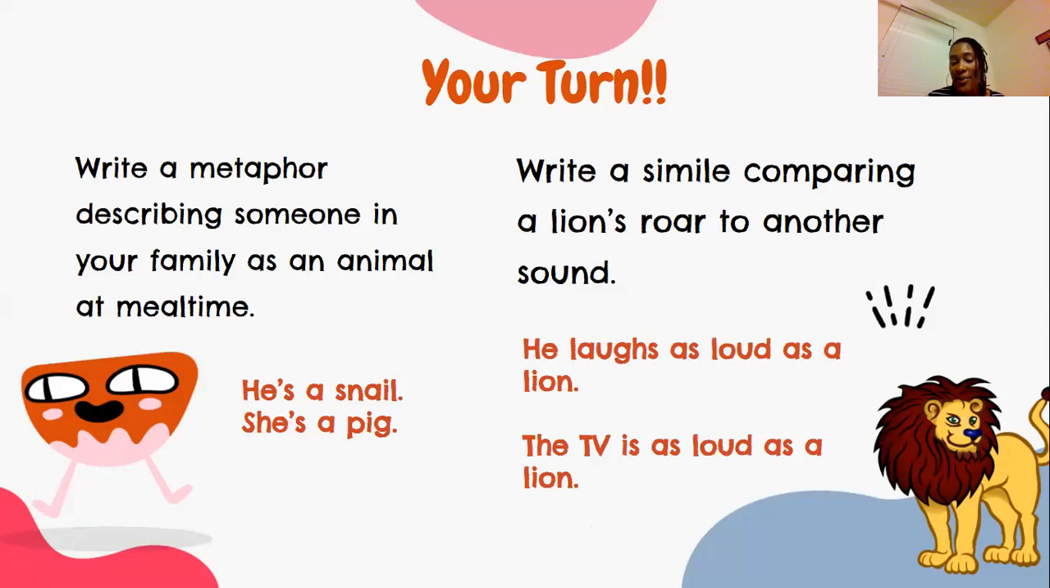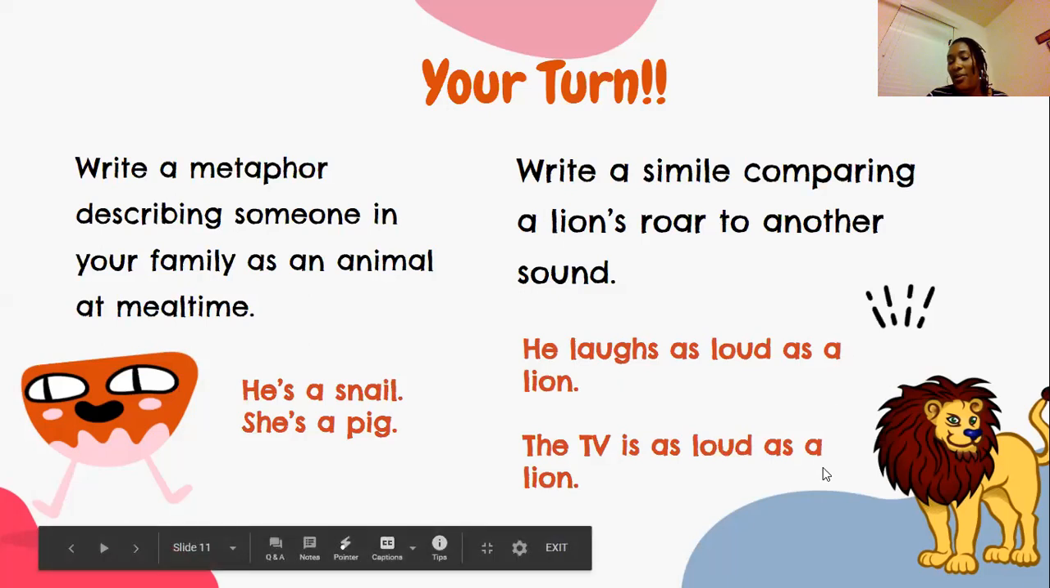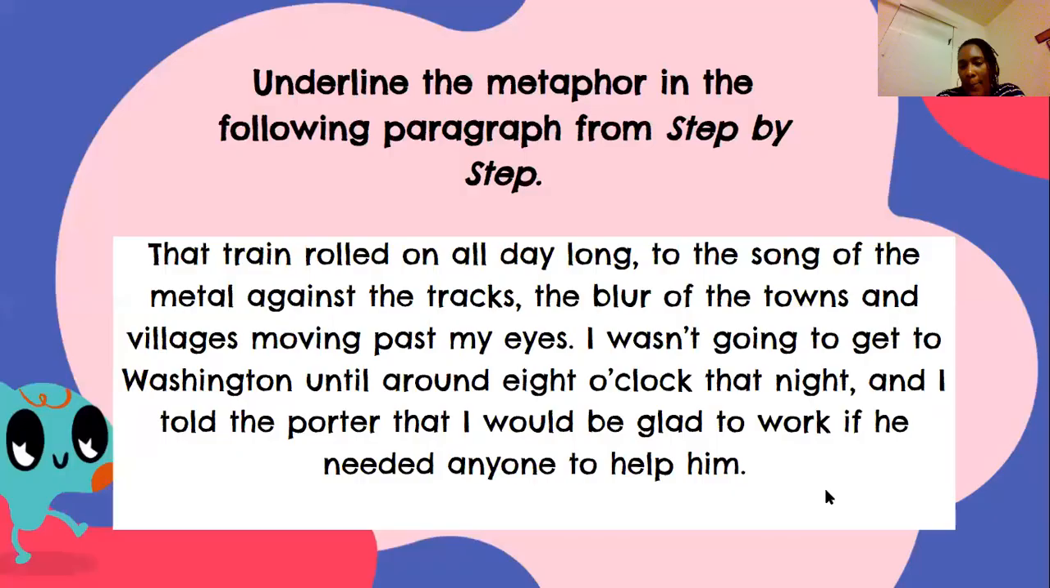She's a pig. We talked about that earlier. It just means, oh my God, she's eating really fast. And then my similes, write a simile comparing a lion's roar to another sound. He laughs as loud as a lion. So I use the word as to compare a boy to a lion, to explain how loud his laugh was. The TV is as loud as a lion. I wanted to explain and express how loud that TV was.